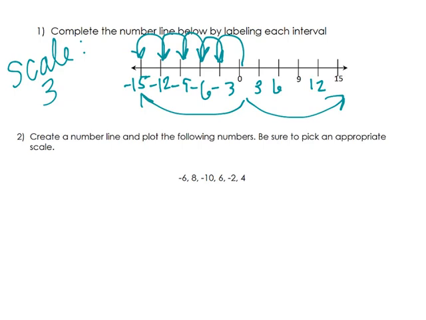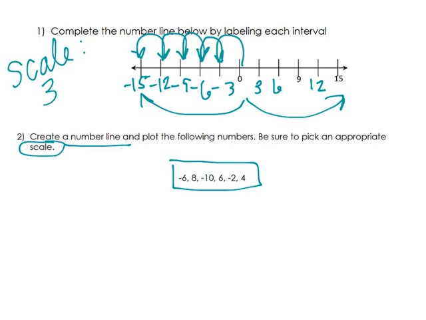Now, looking at the second question, it says create a number line and plot the following numbers. Be sure to pick an appropriate scale. So what I'm going to do first is analyze the numbers that are given to me. I see that I have -6, 8, -10, 6, -2, and 4.